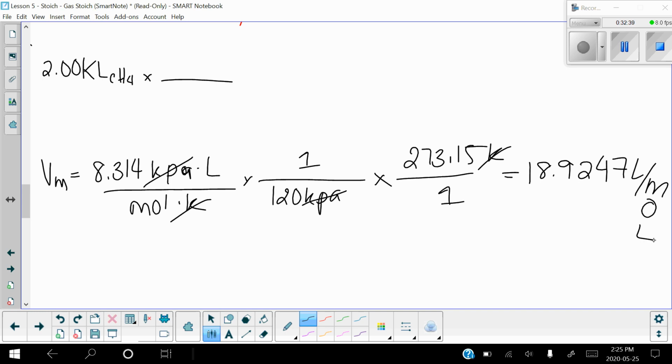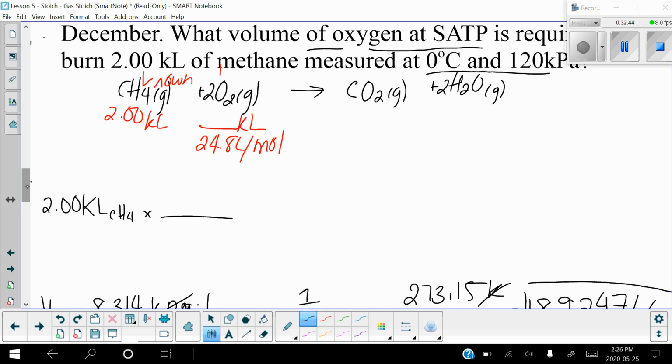Okay, I'm not going to round. This is an intermediate step. I'm going to go ahead and list this right here. This belongs here. Liters per mole. Okay. So I'm going to divide by 18.924 liters per mole. Liters and liters cancels out, and I currently have kilomoles. That's fine. As long as the base unit is moles, we can then use our mole ratio.